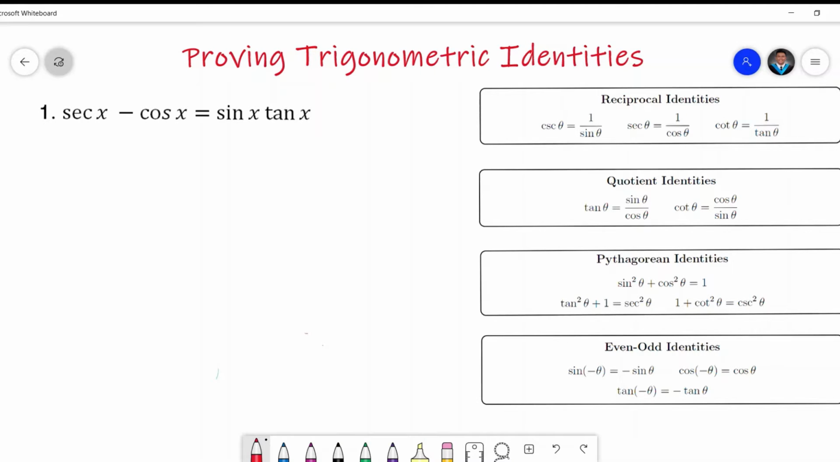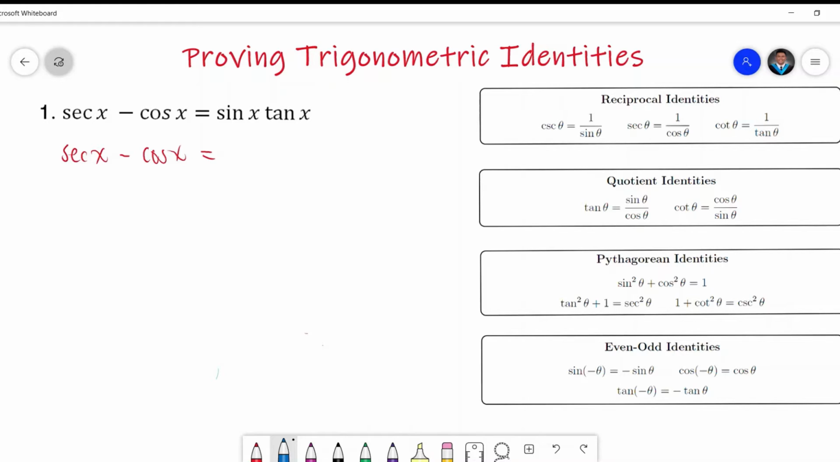Now, let's start from the left side equation. So, that means mag-start tayo with secant x minus cosine x. So, dito, ang gagawin natin is we're going to simplify this side of the equation and see to it that this is equal to the right side equation. And to do that, ang first natin gagawin dito is we are going to express each term of the given trigonometric expression in terms of sine and cosine.